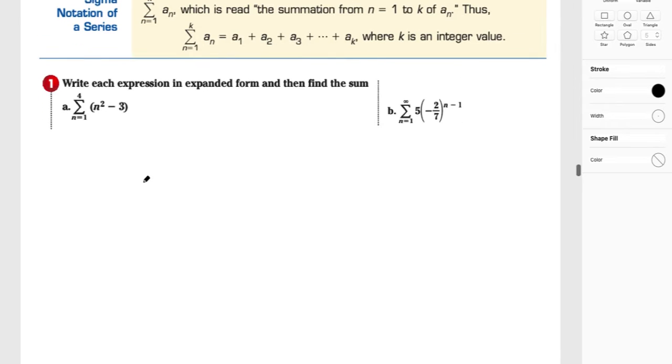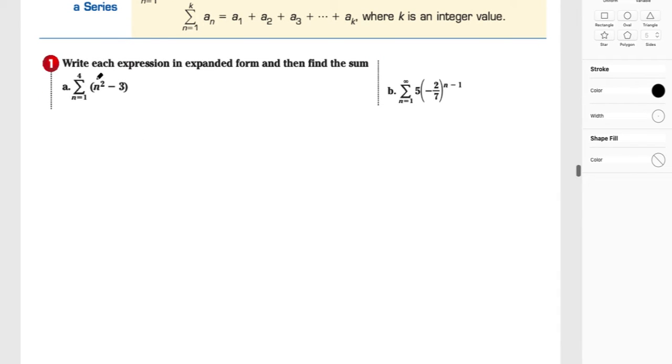So here we have a couple of examples. Let's do A and B. So 1a, it says write the expression in expanded form and then find the sum. So we're going to deal with n squared minus 3. So a sub 1 will be 1 squared minus 3, which is going to give us negative 2. So I'm going to add negative 2 to, I'm just writing it out so you can see where it's coming from.